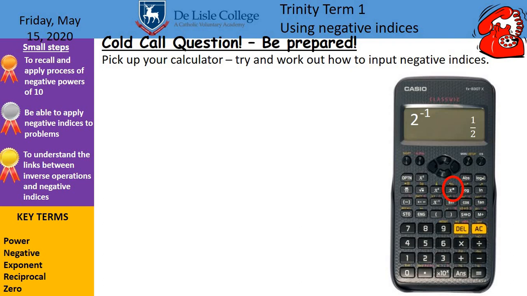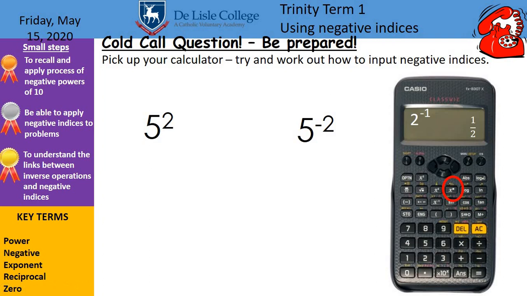You can go back and put 2 to the power of negative 2 if you want to, and you should get an answer of a quarter, and you can see how that works. Okay, now what we're going to look at here is these two problems. So we've got 5 to the power of 2 and 5 to the power of negative 2.